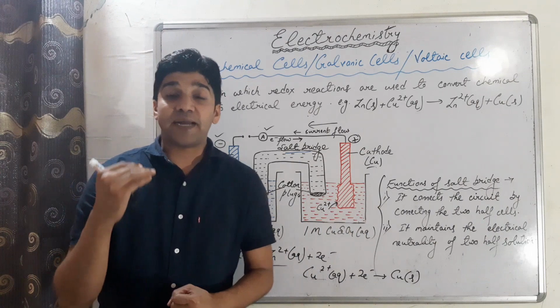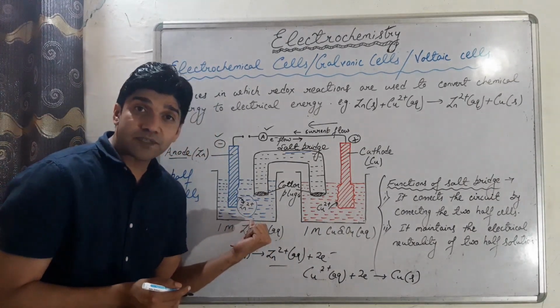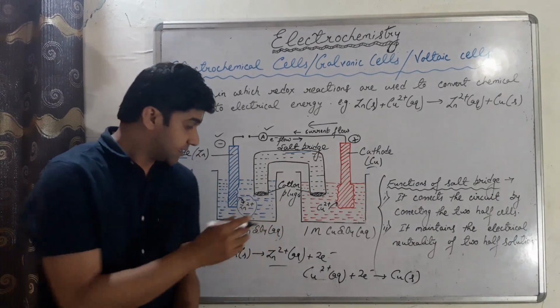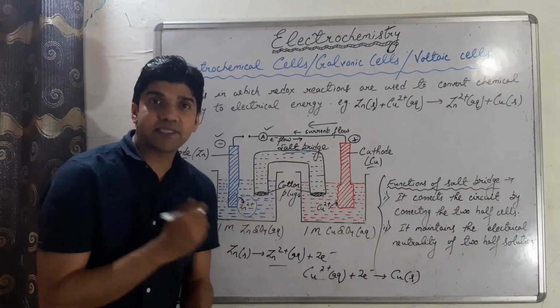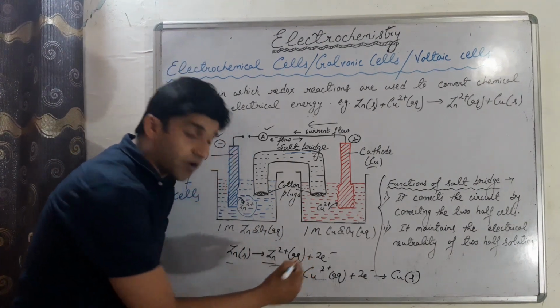Now, with the passage of time, the amount of zinc ions in the oxidation half cell increases because zinc is oxidized to form zinc ion.